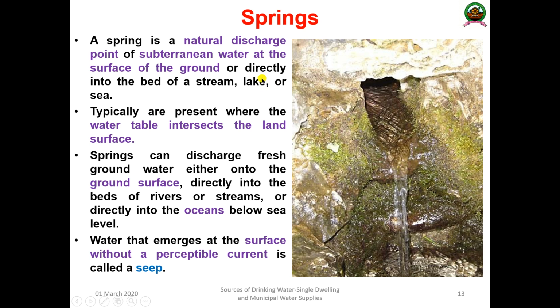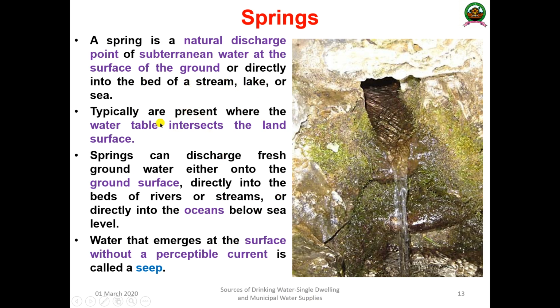The major single dwelling supplies, as I told you, are springs and wells. As you can see, this is a spring. From the underground where it intersects, the water is coming from a hole and flowing into a particular river, stream, lake, etc. A spring is a natural discharge point of subterranean water at the surface of the ground or directly into the bed of a stream, lake, or other water source such as the sea.